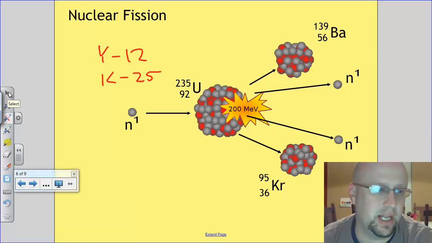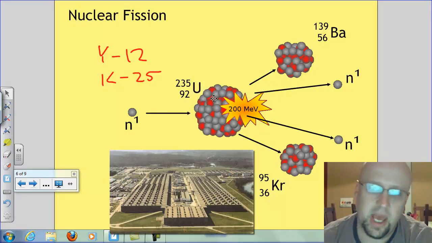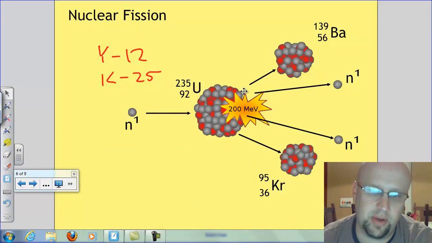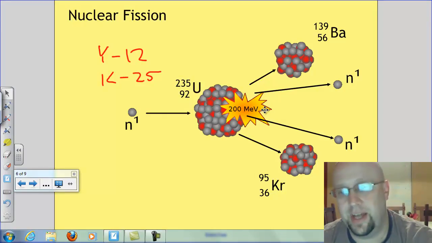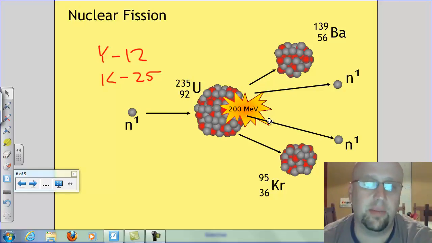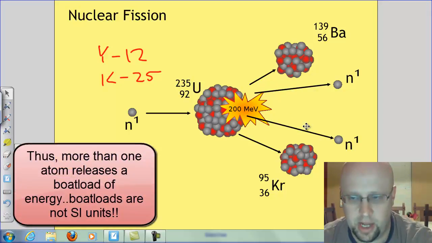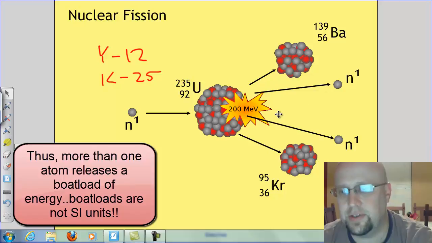So why did they need that isotope so bad? Because if you fire a neutron at it, it splits into 2 pieces, okay? And this right here is an energy measurement, okay? That says 200 mega electron volts. That basically is a lot of energy, especially for one atom. So splitting one atom of this breaks into 2 different atoms, okay, into a barium atom and a krypton atom. And it also gives off 2 neutrons.